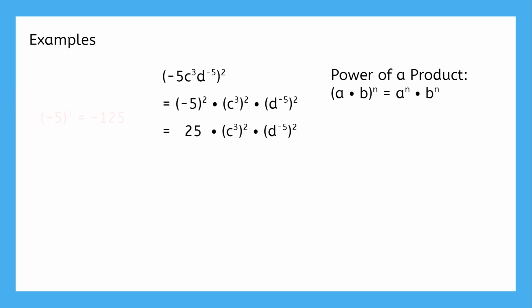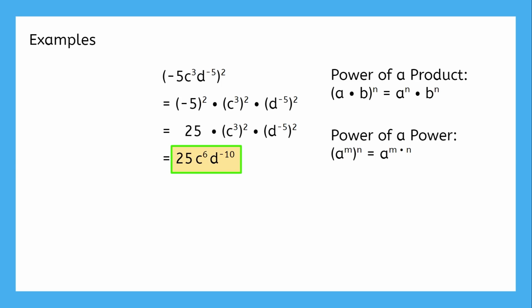Okay, so now that we've got powers raised to other powers, it's time to apply that power of a power rule. 25 times c with exponents of 3 and 2 to make 6, times d with exponents of negative 5 and 2, which multiply and make negative 10. In the case of negative exponents, that process doesn't change. You still just multiply them. So the simplified result here is 25 times c to the 6th power times d to the negative 10th power. There actually is one additional step necessary here, but we'll come back to that in the next video.